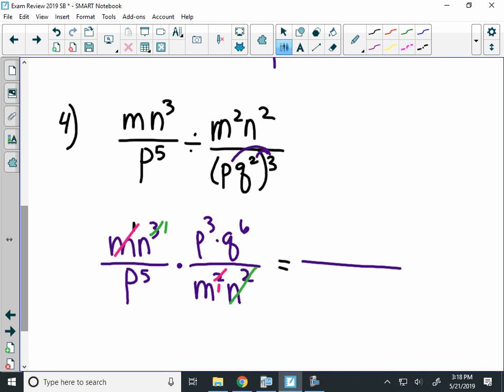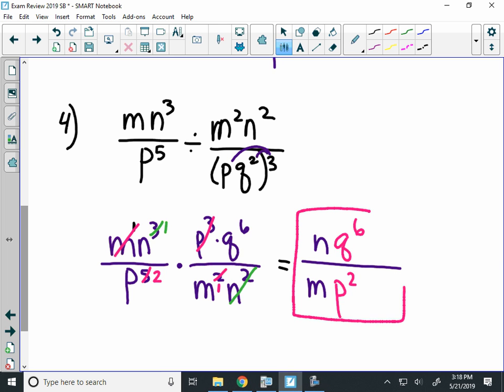Okay, so I'll make this a little easier for you. I kept the m to the first in the denominator. I kept the n in the numerator. For my p's, the 5 on the denominator is bigger. So I cross off the p to the third. I canceled 3 of them away, so I still have a p squared in the denominator. And then the q, there's nothing to cancel with, so it's going to stay q to the 6. That would be your answer. Now, yes, there are other ways to go about that problem. That's just the way that I wanted to explain.